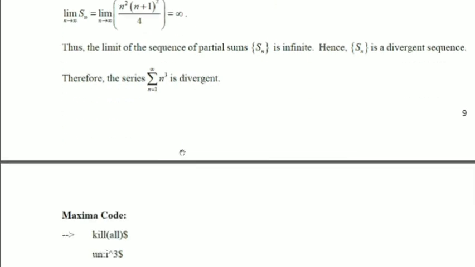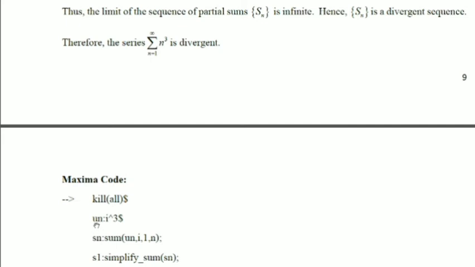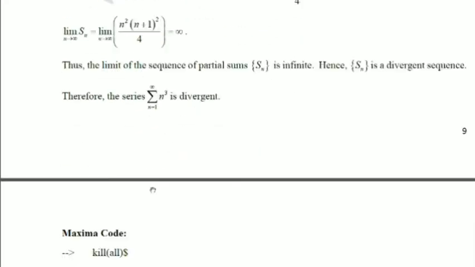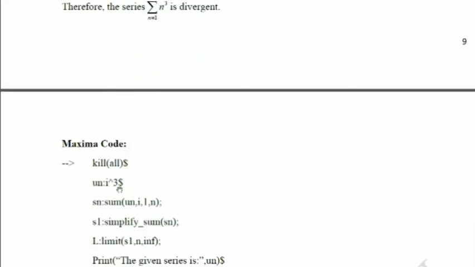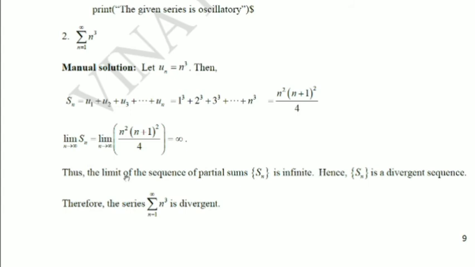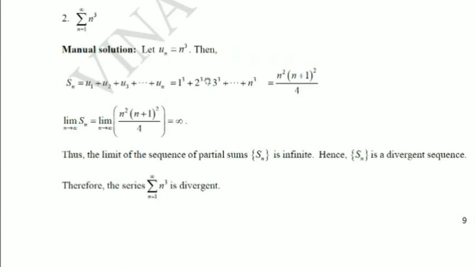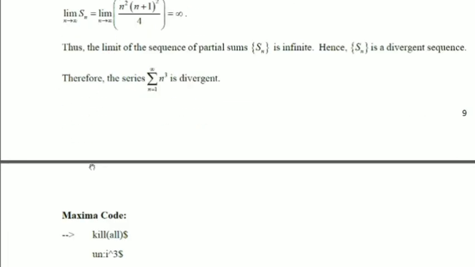Now let's write the Maxima program. Kill all. As usual, we write the nth term of the given series. So what is your un? n cube. I'm writing this as i cube. I haven't used the partfrac command because I don't need partial fraction. I just need the sum of this. So Sn is sum of un, i from 1 to n. Once after writing this, 1 cube plus 2 cube up to n cube will be stored in Sn. But I want the simplified answer.